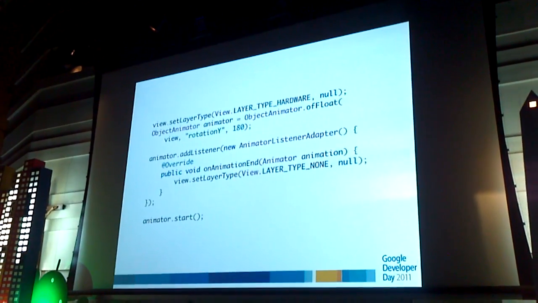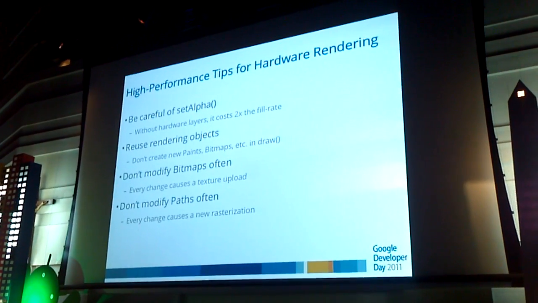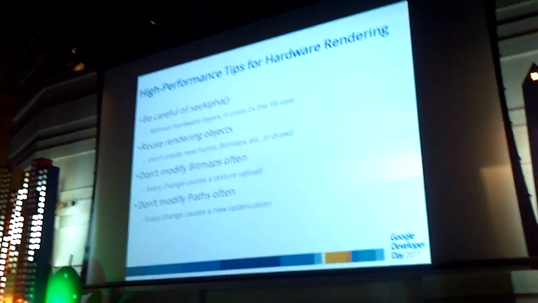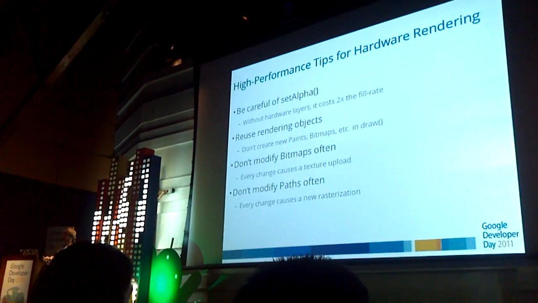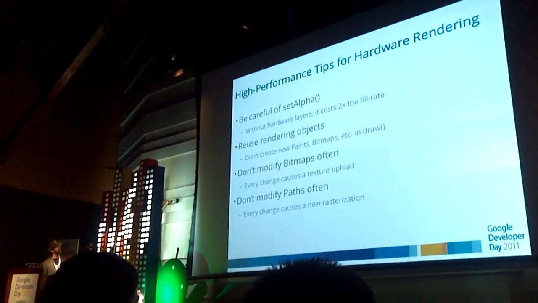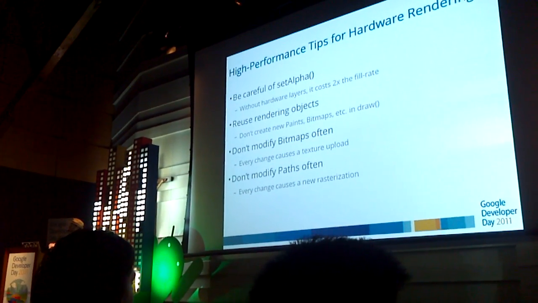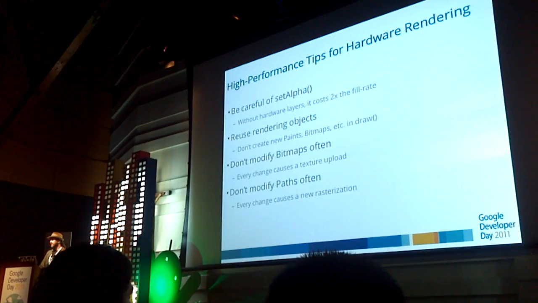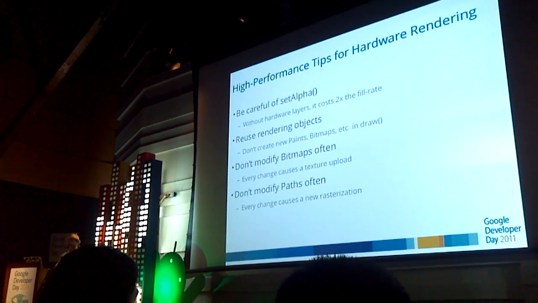So a couple of tips to leave you with. One is we have to be very careful of using set alpha in general on our layers. Because if you use set alpha on a layer and you're not using hardware layers, it actually costs an enormous amount of fill rate. So set alpha is a really good example of when you want to use a hardware layer, because it does it all in the compositing step all at once.